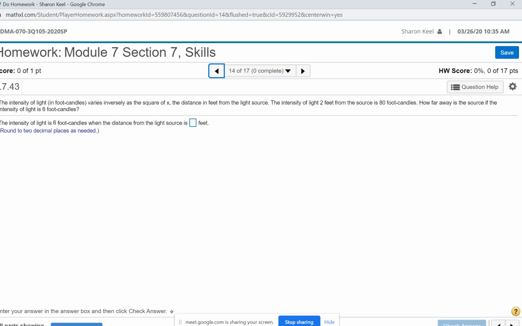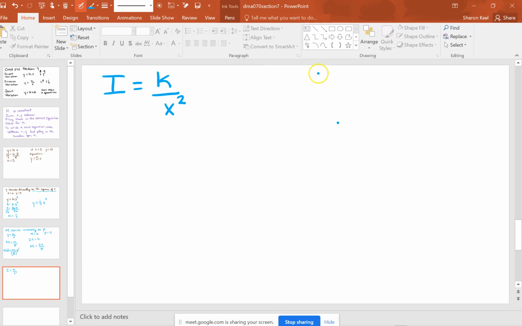The intensity of light 2 feet from the source is 80 foot candles. So 2 goes where the x is, and 80 goes where the intensity is. So I equals 80, and x equals 2. For this equation, without having any other information so far, I know I can solve for k. That's always going to be the first thing that we do.